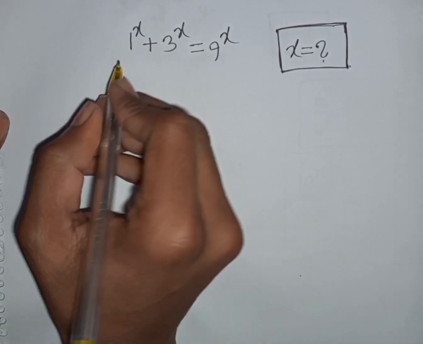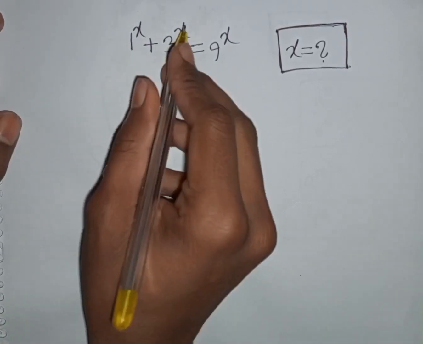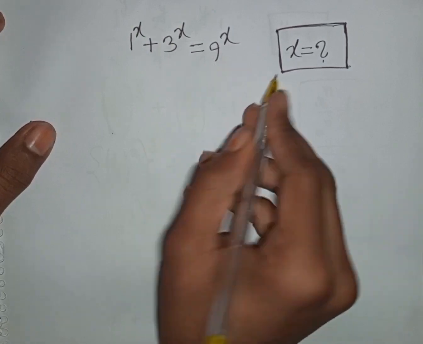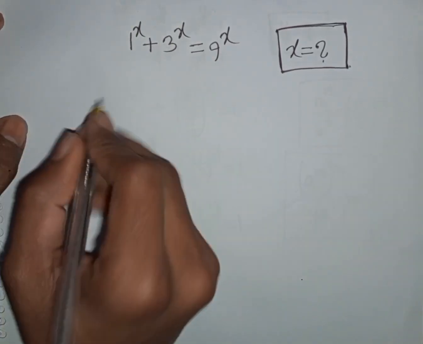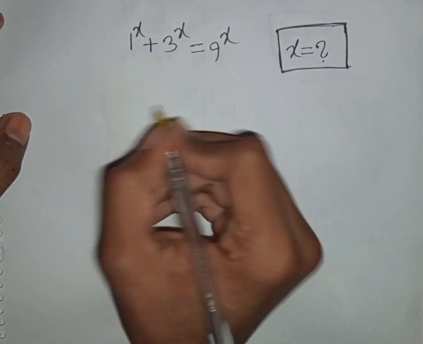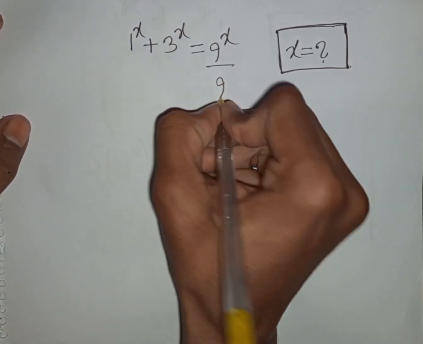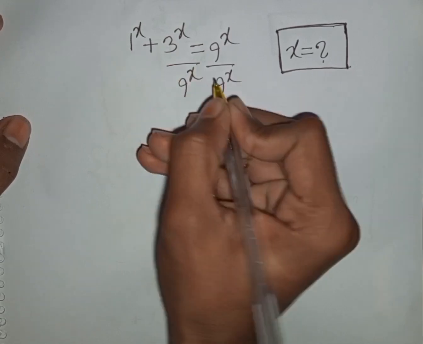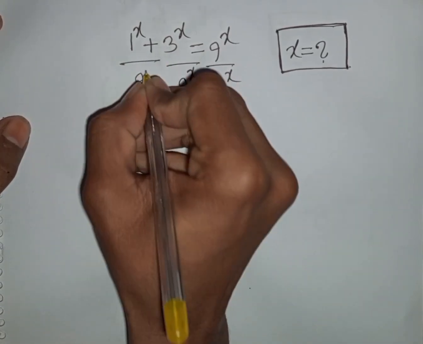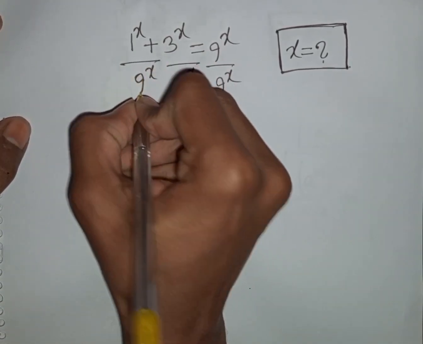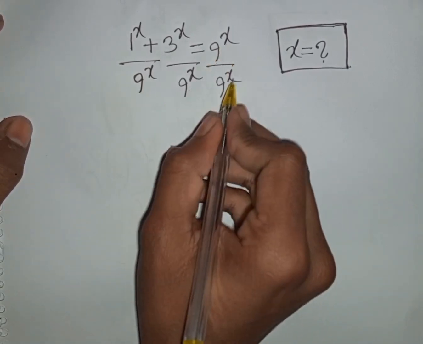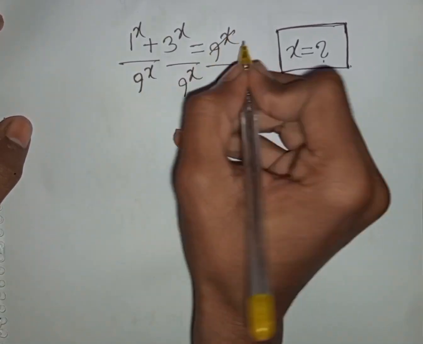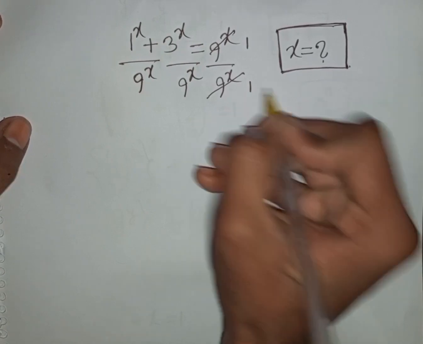How to solve 1^x + 3^x = 9^x. Find the value of x. At first, we divide by 9^x on both sides: 1^x/9^x + 3^x/9^x = 9^x/9^x. Now we see this 9^x will be cancelled on the right side.